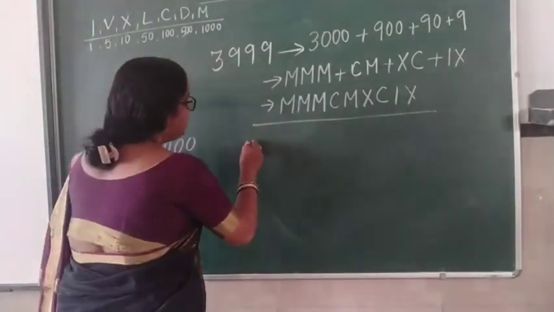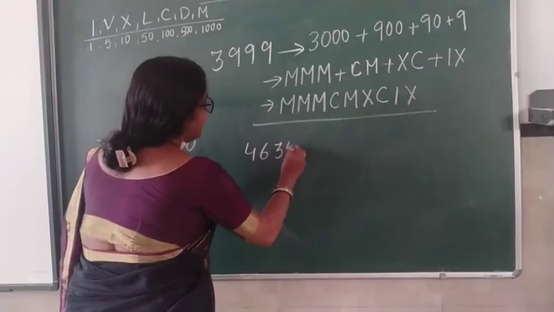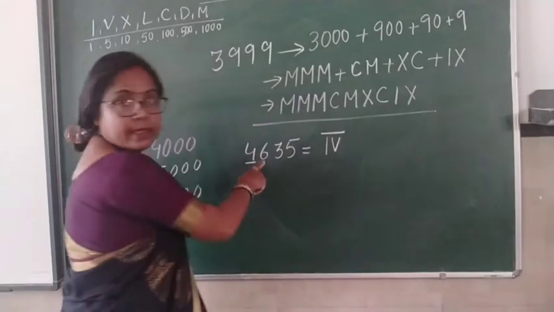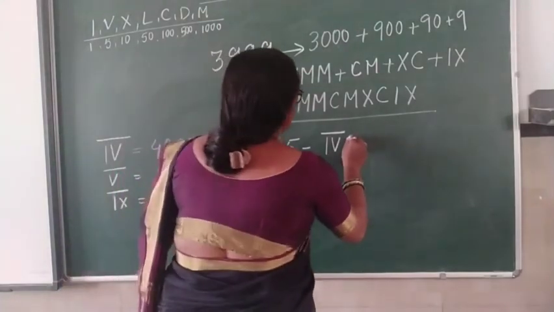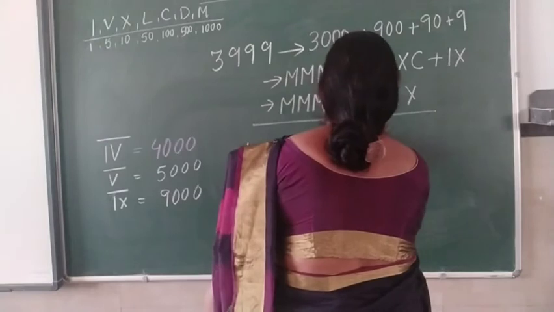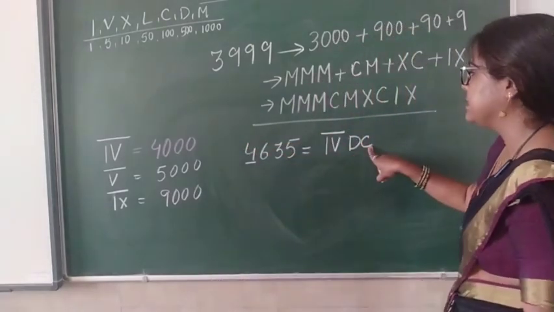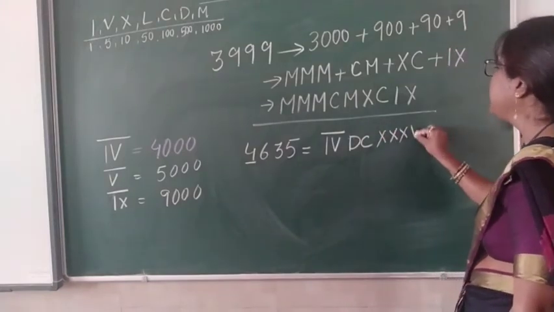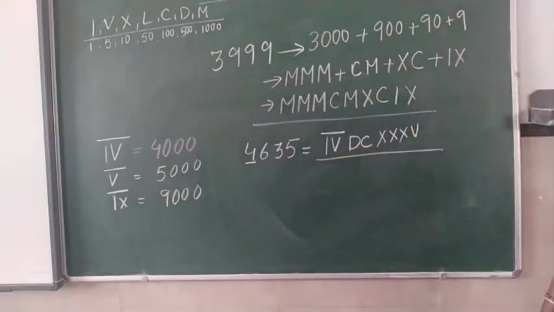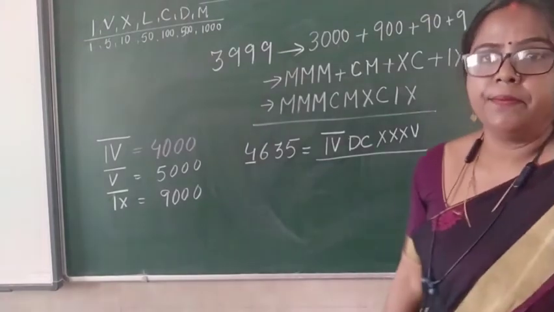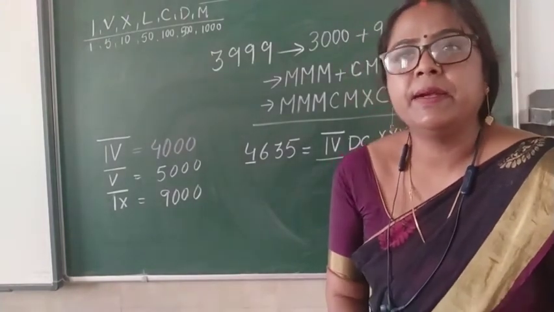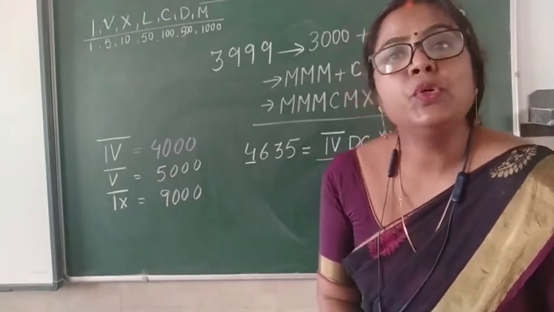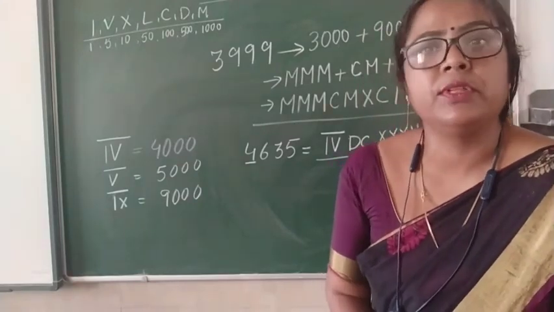So if I have to write 4,635, how will we write it? 4,000 means IV with a bar, 600 means DC. D stands for 500 and this is 600. 35 is XXXV, 30 and 5. So this is 4,635. These things are not in your syllabus, but since after class 5 you will never study this Roman numeral, you should know these basic things about the Roman numerals.